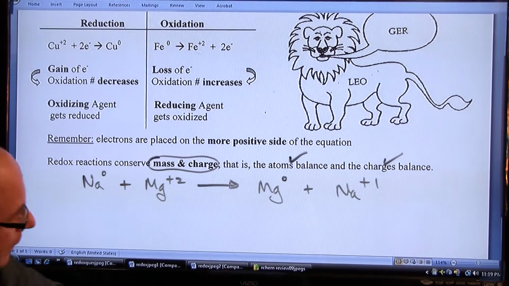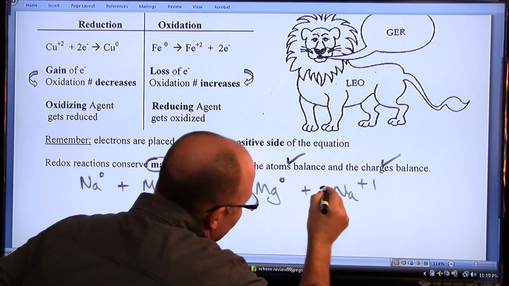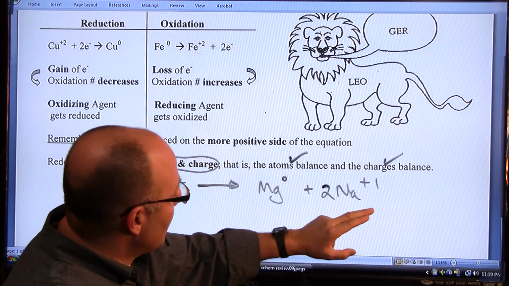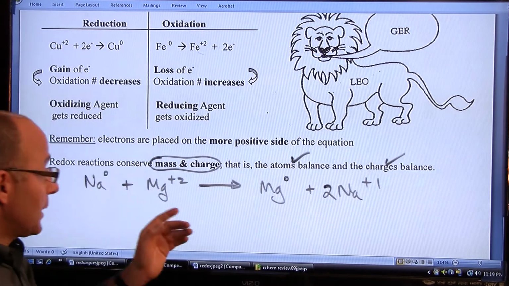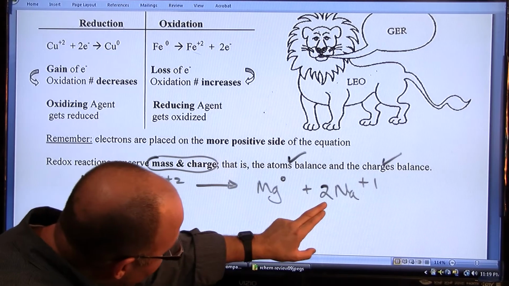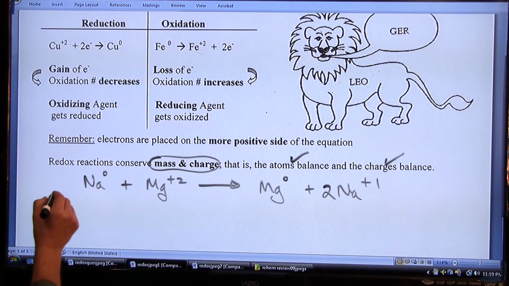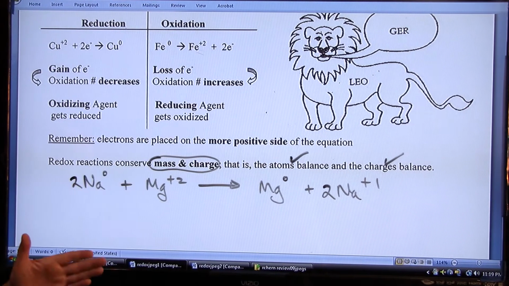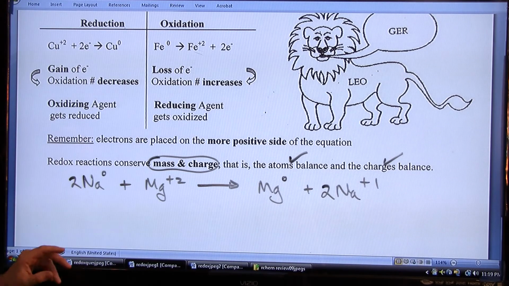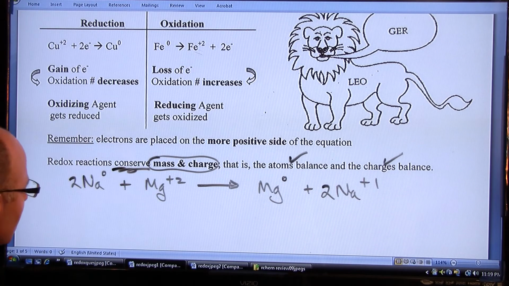So, to increase the amount of charge on the right side, we'd have to multiply this Na by 2. So we'd have 2 times +1, giving you a +2 charge on the right, which counters the +2 charge on the left. But the instant you do that, 2 Nas, you've changed the number of sodium atoms. So you have to put a 2 here. So now the atoms balance and the charges balance. And hence, redox reactions conserve mass and charge.